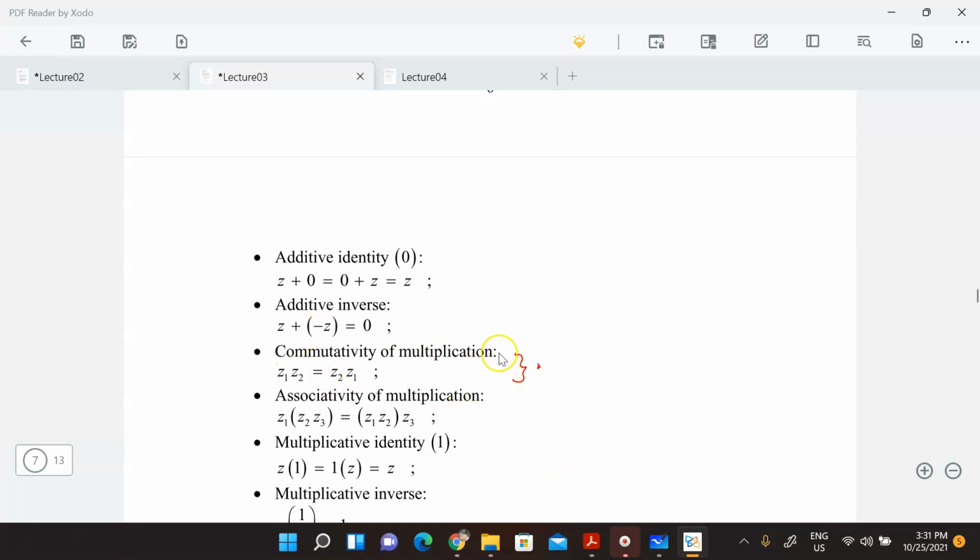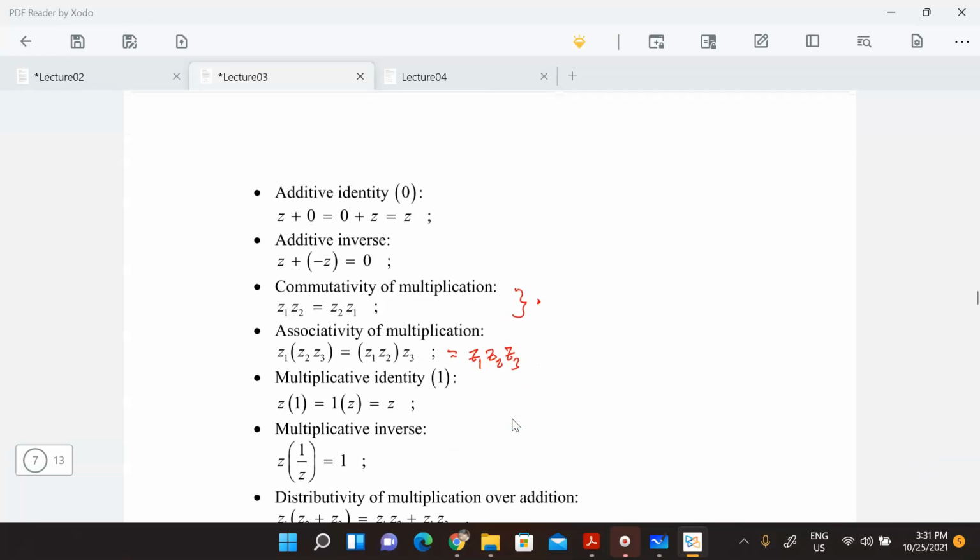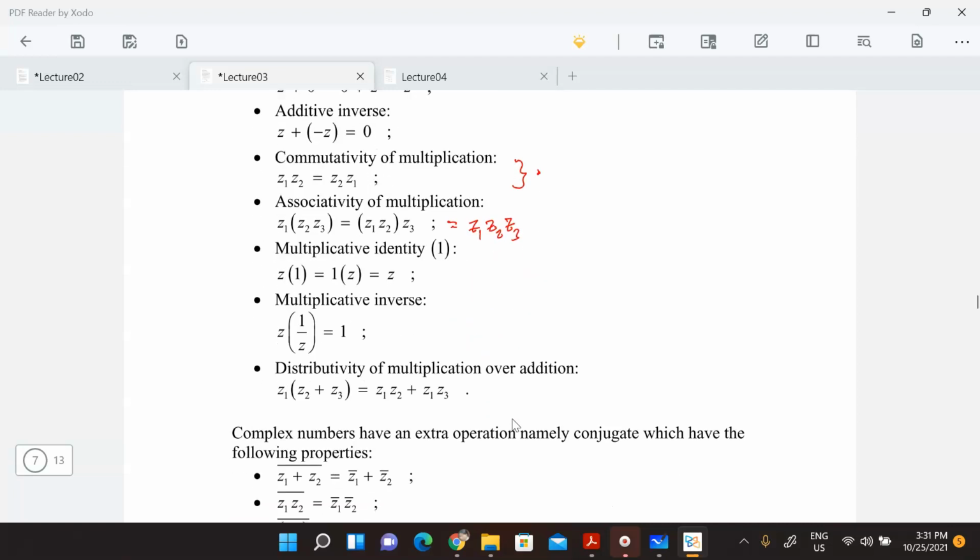So you have commutativity of multiplication for complex numbers. Again, you also have associativity of multiplication. That means it doesn't matter which two I multiply first, this will always give you the same number, and I can remove the brackets there. Then the multiplicative identity is just 1, and then you have your multiplicative inverse.